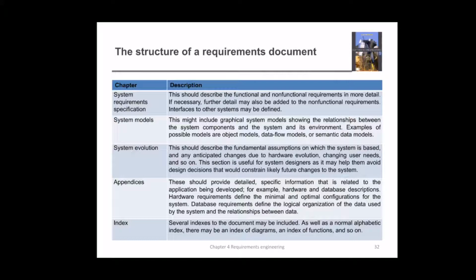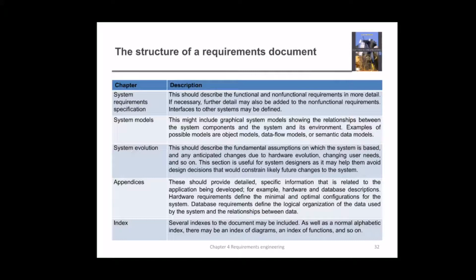here, right? Why we need an evolution? Whether the hardware has worn out, or the user is coming up with a new requirement, or any other reason. What is the reason that has to be specified in this system evolution chapter? This section is useful for system designers as it may help them avoid design decisions that would constrain likely future changes to the system. Right?